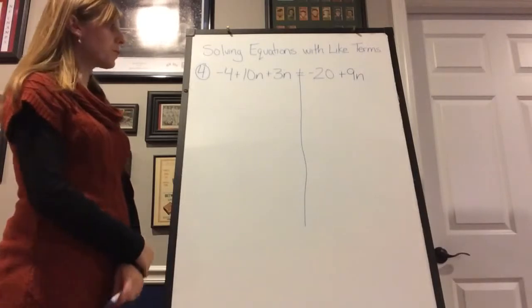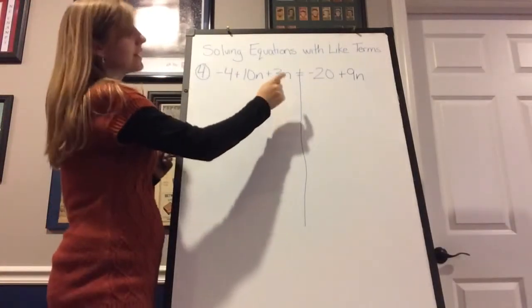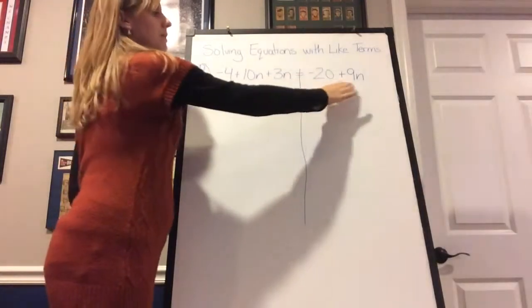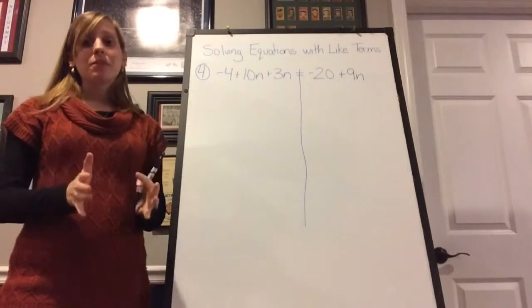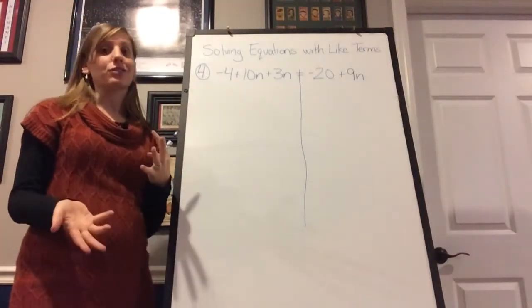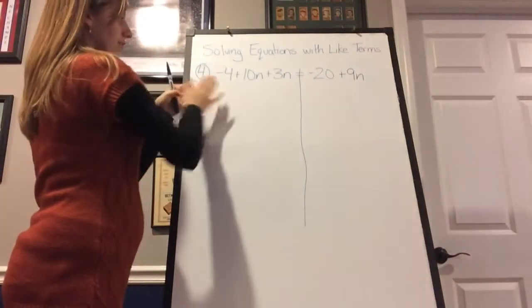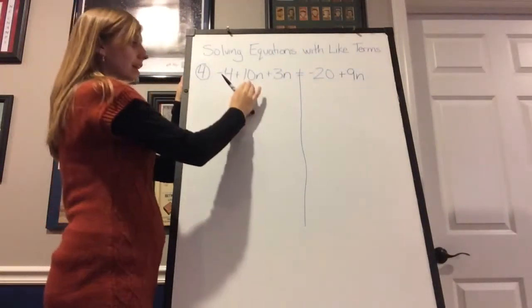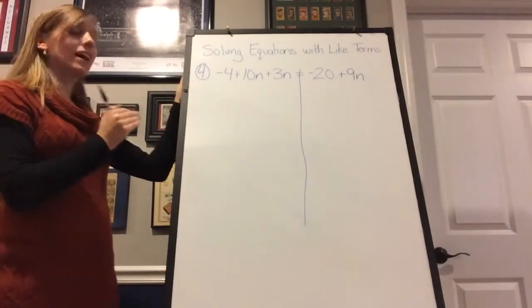For problem number 4, the equation is negative 4 plus 10n plus 3n equals negative 20 plus 9n. Again, the first thing you need to do is simplify on both sides, if possible. So we need to combine like terms. Looking at just the left-hand side, ignore the right, look at the left. We have two like terms, the 10n and the 3n. The negative 4 is not alike because it does not have the n.